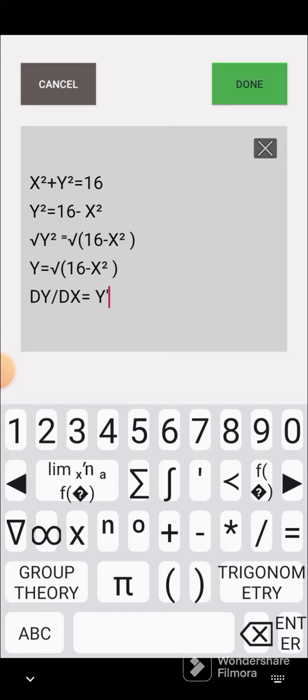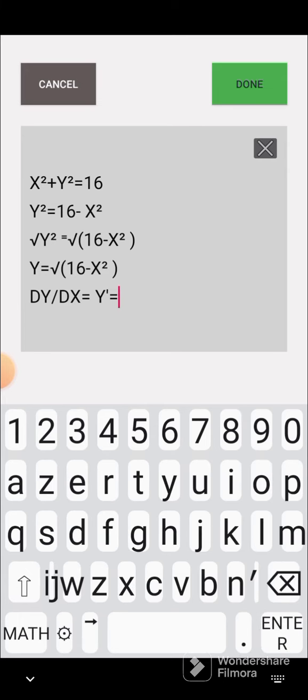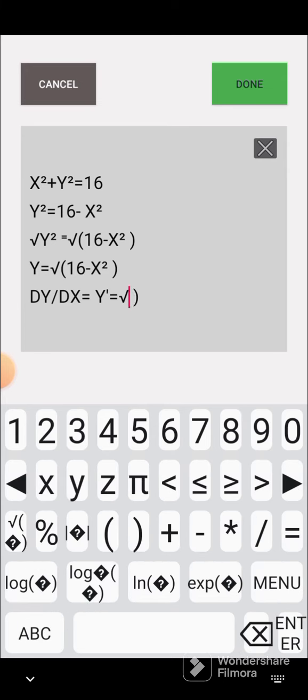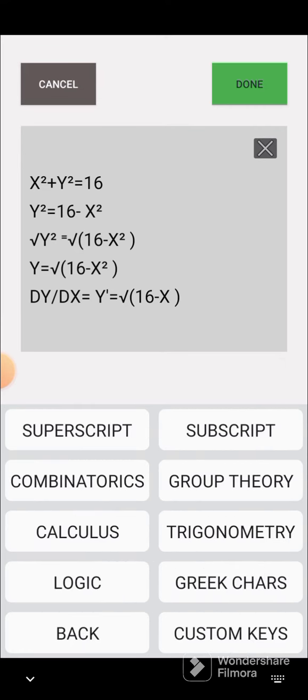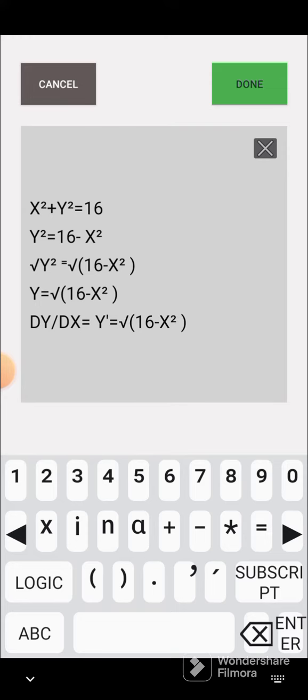Now let's find our dy over dx, which is the derivative of the square root of 16 minus x squared. So where's our x? X squared. 16 minus x squared. This is how it's going to be.